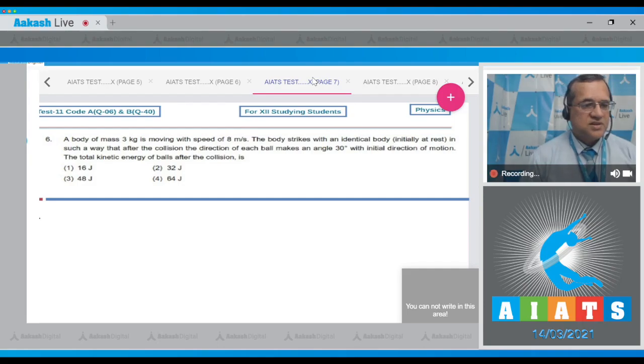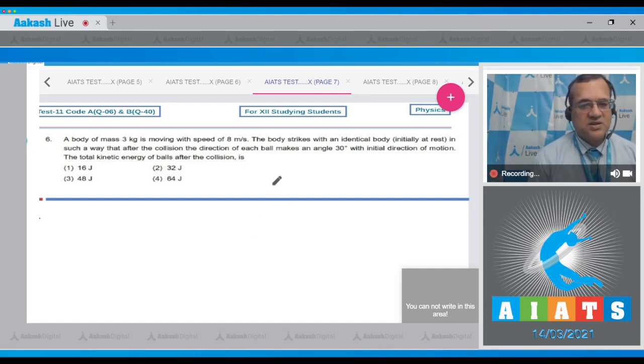The question number 6 says a body of mass 3 kg is moving with the speed of 8 meter per second. The body strikes an identical body initially at rest in such a way that after the collision, the direction of each ball makes an angle of 30 degrees with the initial direction of motion. The total kinetic energy of the balls after the collision is?